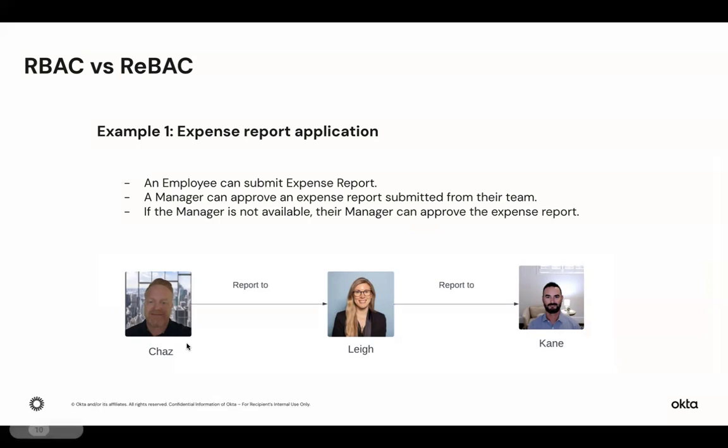So in my example here, I have Chaz. He reports to Lee. Lee reports to Kane. If Lee is not available, then Kane can approve any expense report submitted by Chaz.